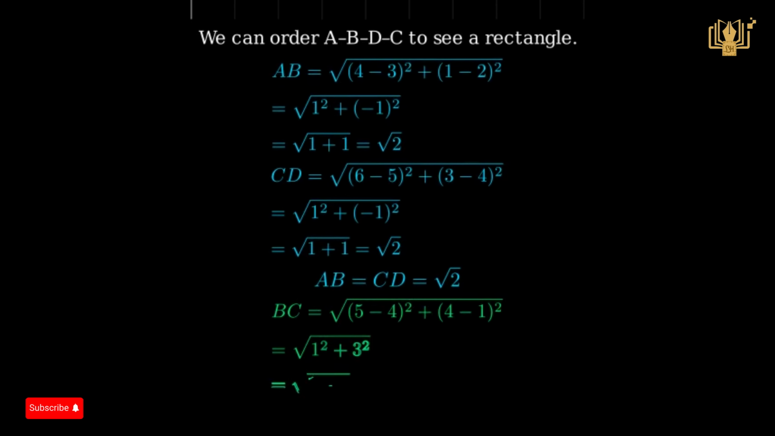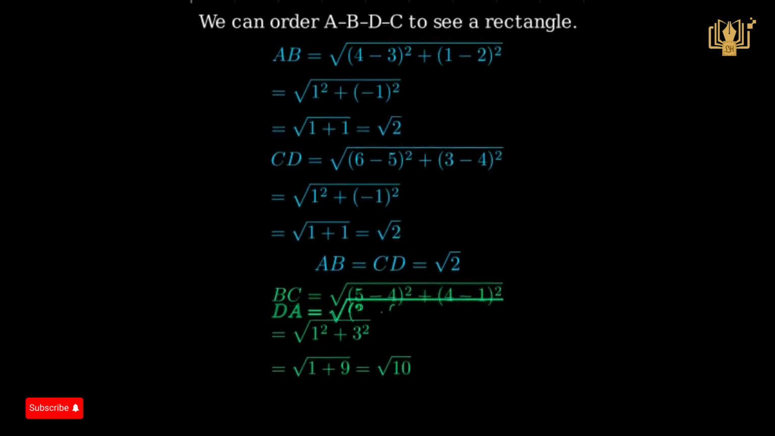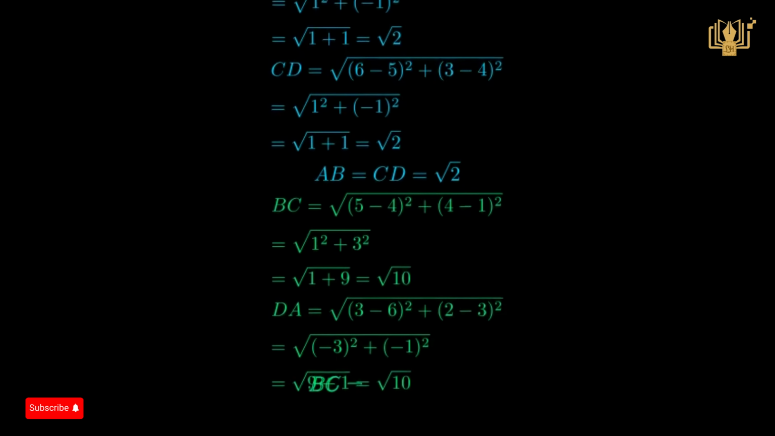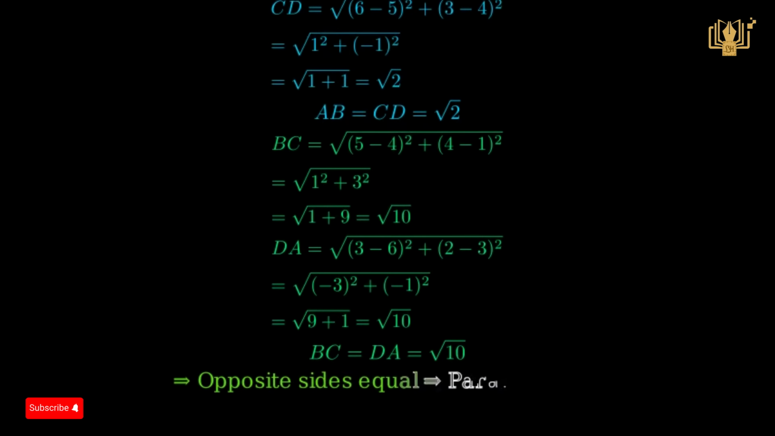Next, BC equals the square root of (5 minus 4) squared plus (4 minus 1) squared, which is root 10. DA equals the square root of (3 minus 6) squared plus (2 minus 3) squared, which is also root 10. So BC equals DA. This shows both pairs of opposite sides are equal in length, so the quadrilateral is a parallelogram. Next, we show the diagonals are equal.